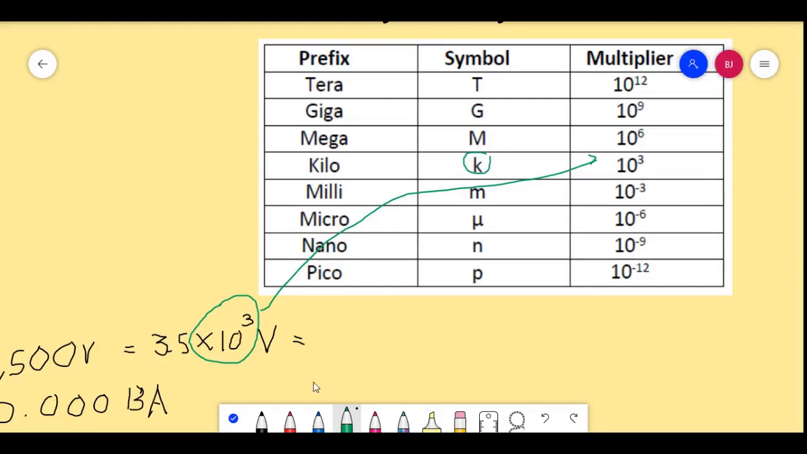So how do you write that? We still write the number 3.5.